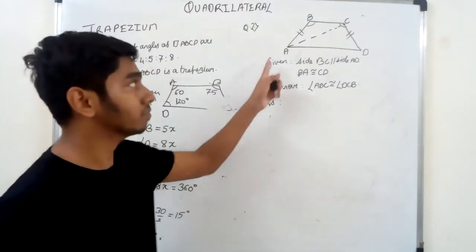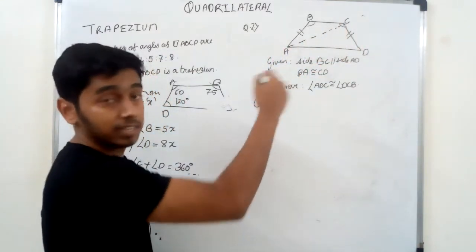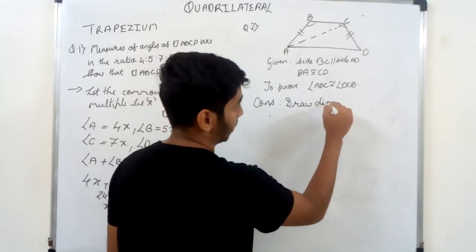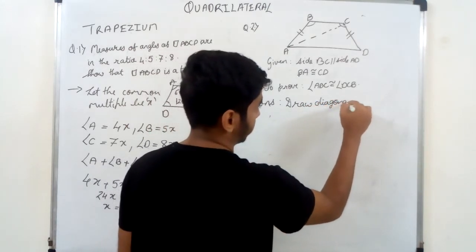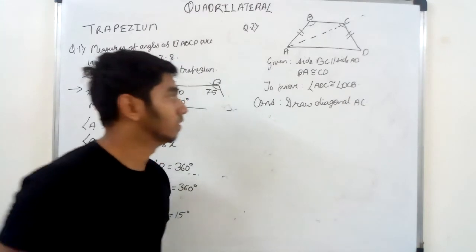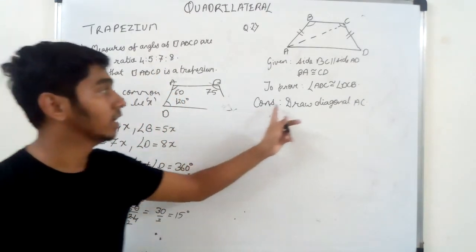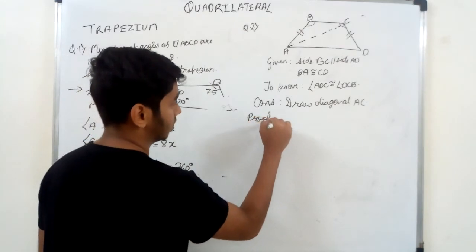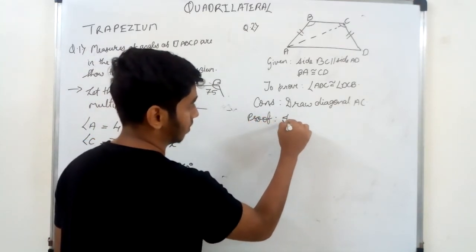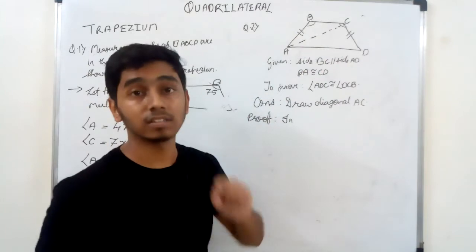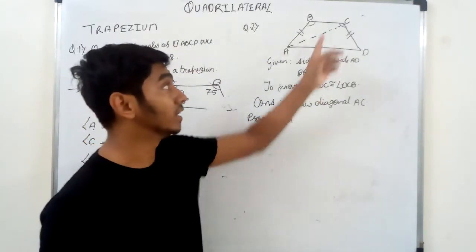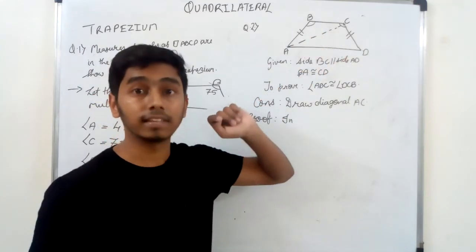We'll draw AC, diagonal AC, we can say. Draw diagonal AC. Okay, so after drawing this, let's see the proof. Consider these two triangles. So this can be done similar to how we did in triangles. Okay, we can prove that these two triangles, they are congruent.